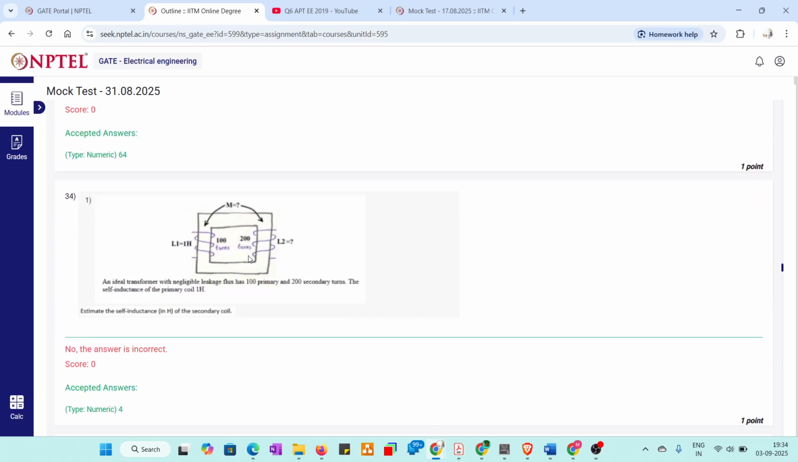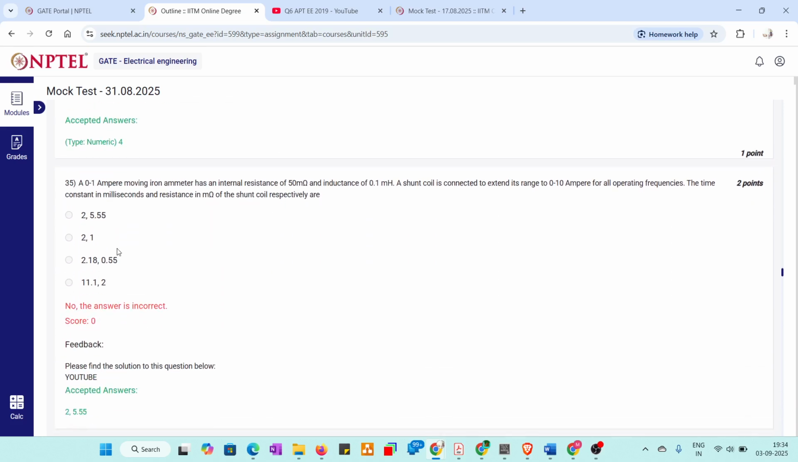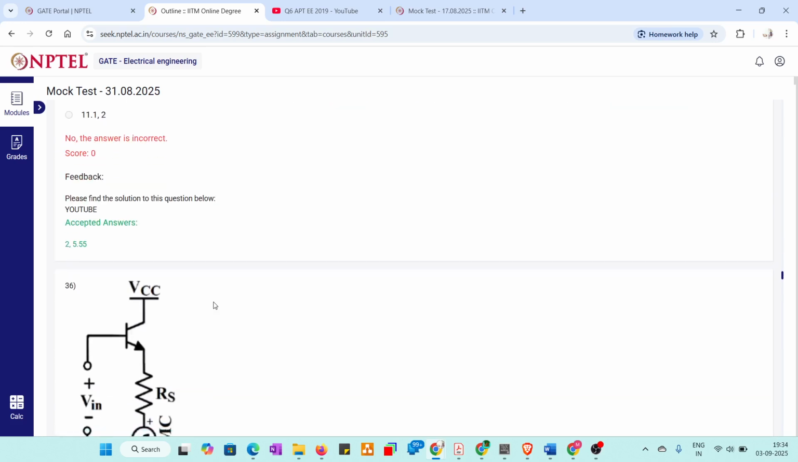Next we have an ideal transformer with negligible leakage. Okay, so 100 primary and 200 secondary, then self inductance of the coil. So this is a mutual inductance based question, and another is a 0 to 1 ampere moving coil for electrical measuring instrumentation. So here the question is there, you can check. The answer hint is also given.